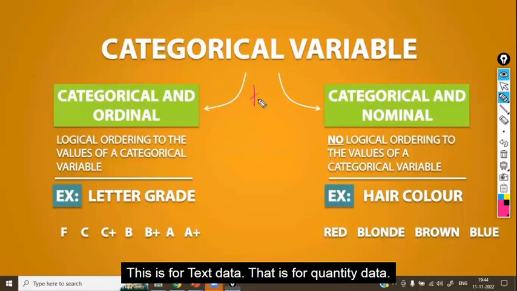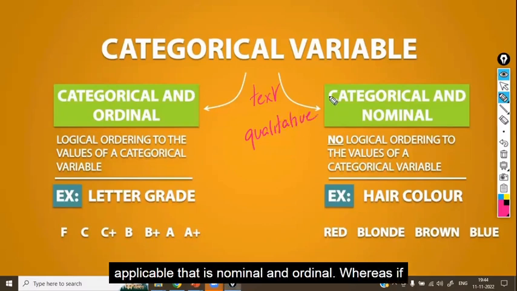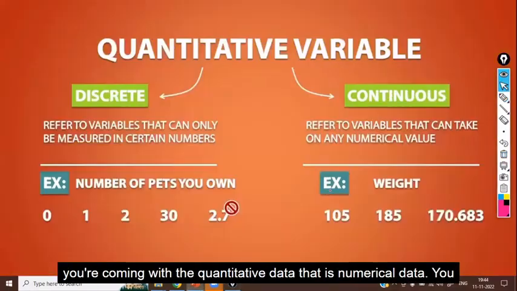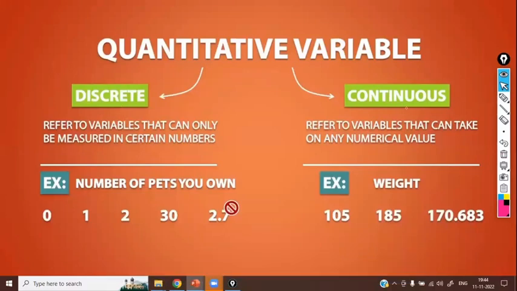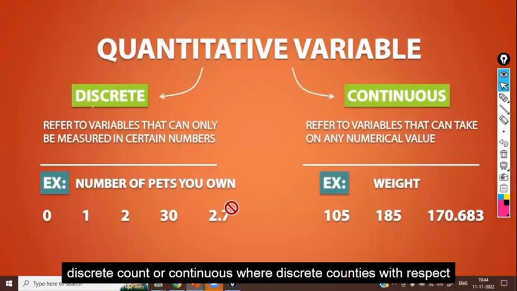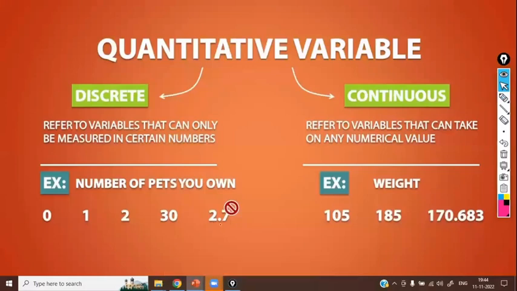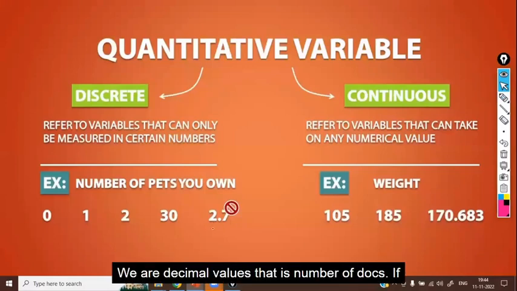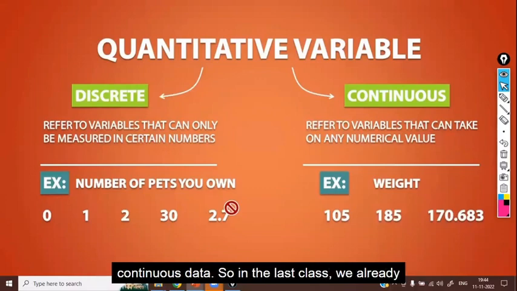That is for qualitative data: nominal and ordinal are applicable. Whereas if you come to the quantitative data, that is numerical data, you have discrete count or continuous. Discrete count is where you do not have decimal values, like the number of dogs. 1, 2, 3; you can't say 1.1 dog or 1.2 dog. Similarly, weights, where you have decimal values, are called continuous data.